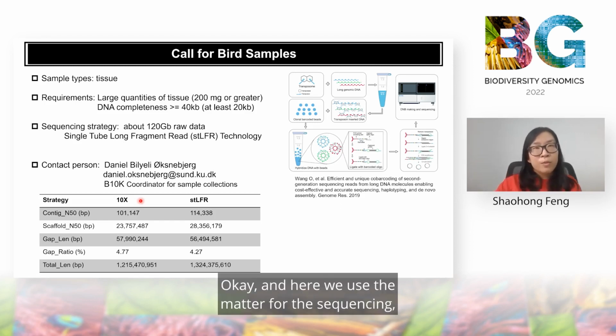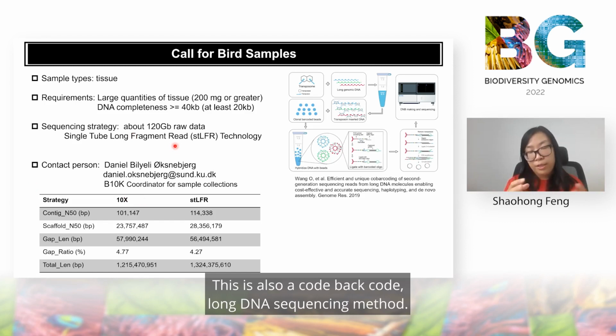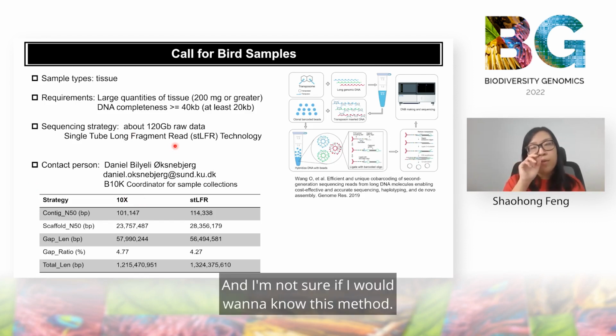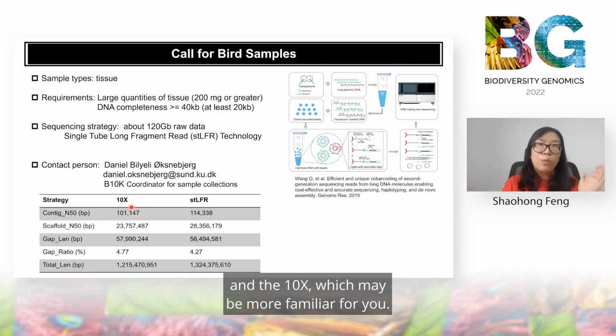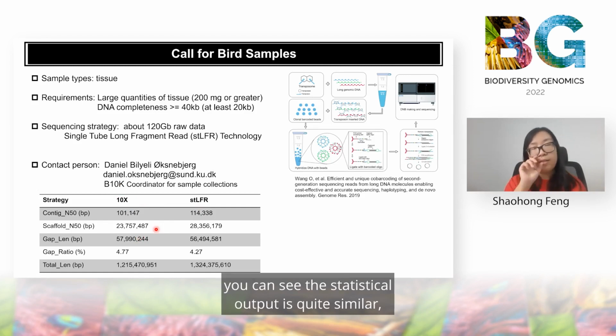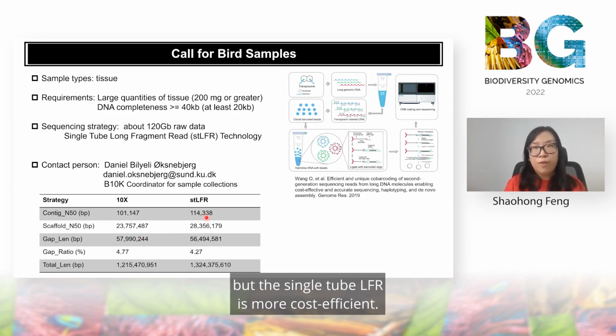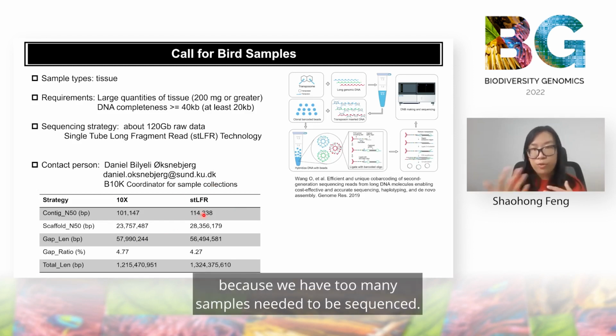Okay, and here is the method we use for the sequencing. It is called single tube LFR. This is also a co-barcoded long DNA sequencing method. And I'm not sure if everyone knows this method, so I list the comparison between the single tube LFR and 10x, which may be more familiar to you. In this table, you can see that their statistical outputs are quite similar, but the single tube LFR is more cost efficient. So that's why we chose it, because we have too many samples to be sequenced.